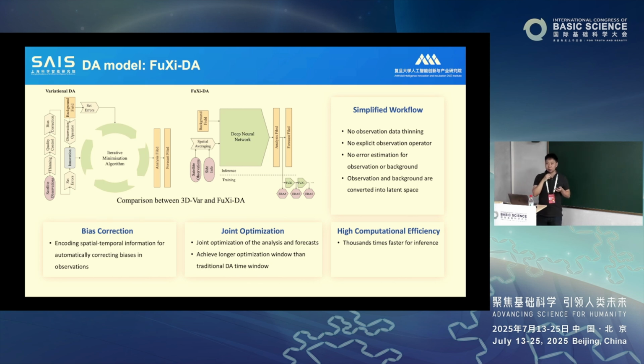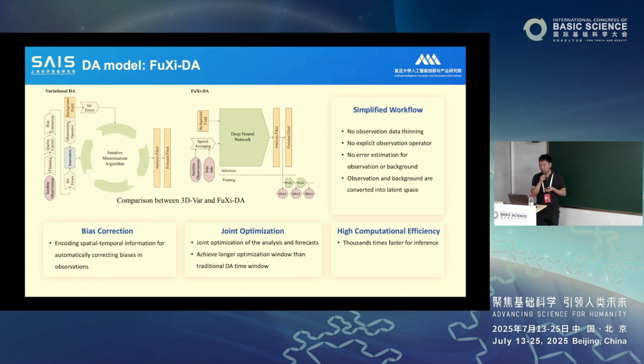And we don't need to do the error estimations for the background and observations. The observation error matrices and the background error matrices are huge, and in the traditional DA you have to do a lot of math to simplify the representation of those huge matrices. We don't need to do that using the AI model, because all those observations and background are converted into the latent space of the model, so you can align them and treat them as equal in the latent space.